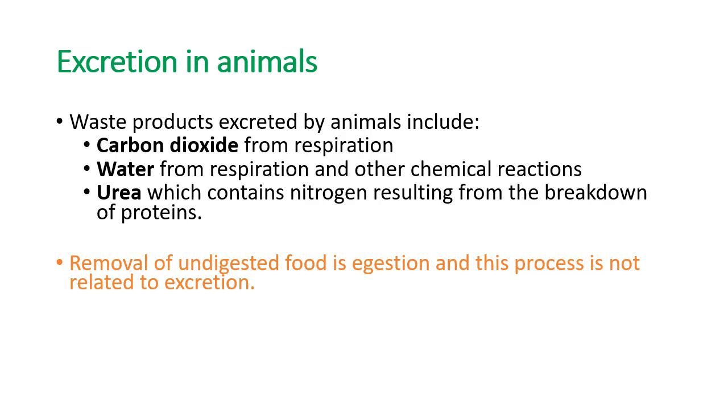Excretion in animals. Waste products excreted by animals include carbon dioxide from respiration, water from respiration and other chemical reactions, and also urea, which contains nitrogen resulting from the breakdown of proteins. Something that we should remember very clearly is that removal of undigested food is not excretion, it is called egestion. This is not related to excretion at all.